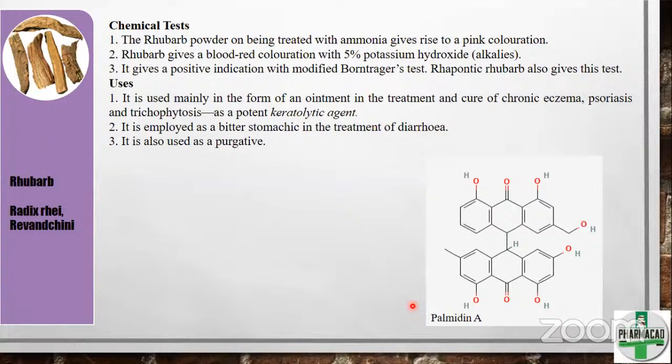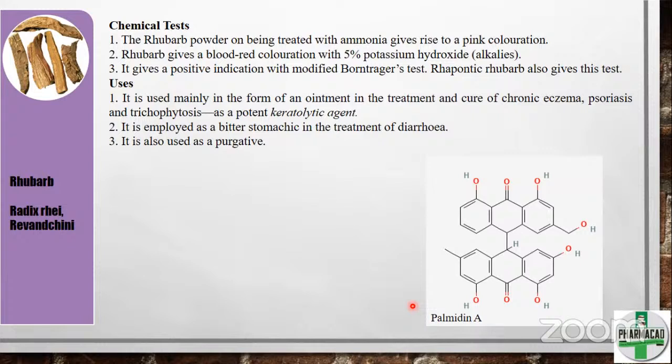Different chemical tests for rhubarb. Generally, on being treated with ammonia, it is going to give rise to a pink coloration, and it gives a blood red coloration with 5% potassium hydroxide. It also gives a positive indication with modified Borntrager's test. Rapontic rhubarb also gives this test positive.